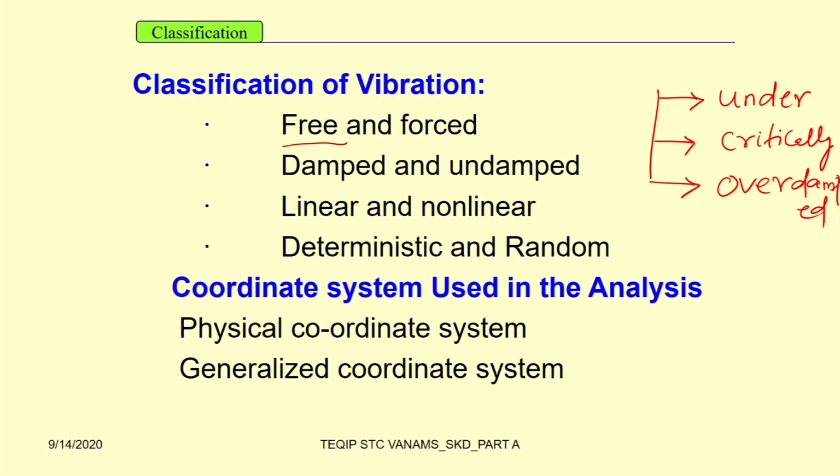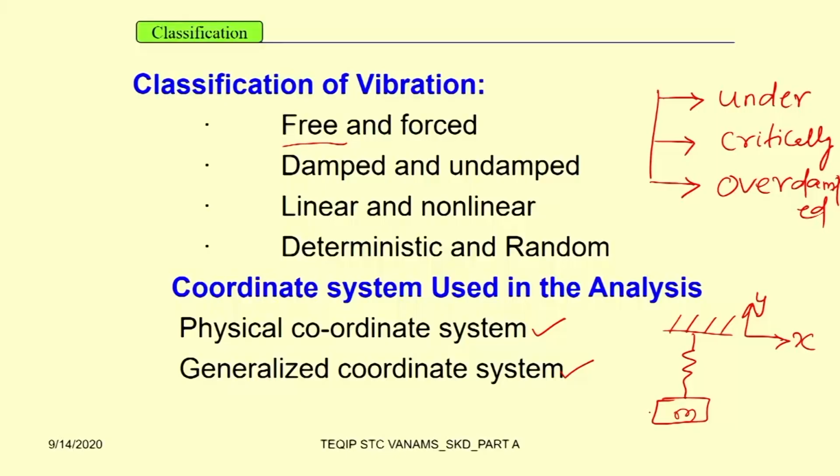Generally, while deriving the equation of motion of a system, we use a physical coordinate or generalized coordinate system. While writing the equation of motion of a system, we generally use different coordinate systems. One is the physical coordinate system and the other one is the generalized coordinate system.